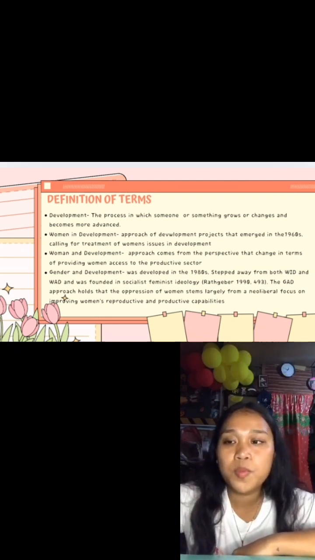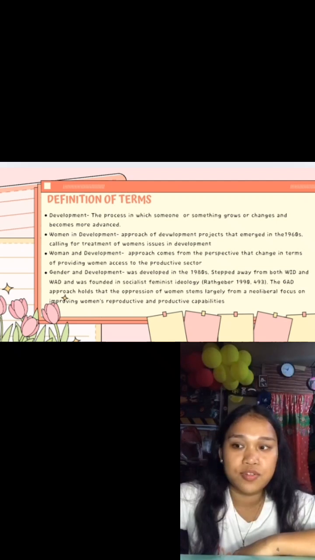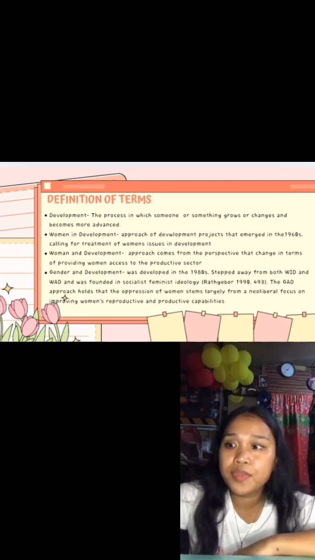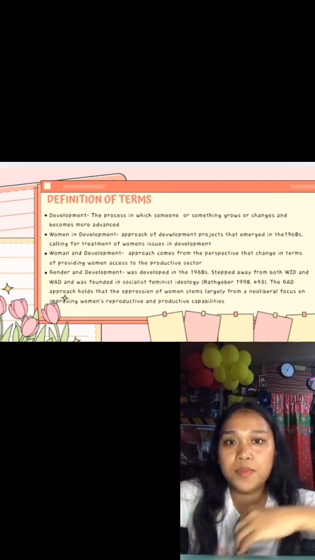Next is Women and Development, or the WAD. An approach that comes from the perspective that change in terms of providing women access to the productive sector. And lastly, we have Gender and Development. So this was developed in the 1980s, stepped away from both WID and WAD, and was founded in socialist feminist ideology. So the GAD approach holds that the oppression of women stems largely from a neoliberal focus on improving women's reproductive and productive capabilities.